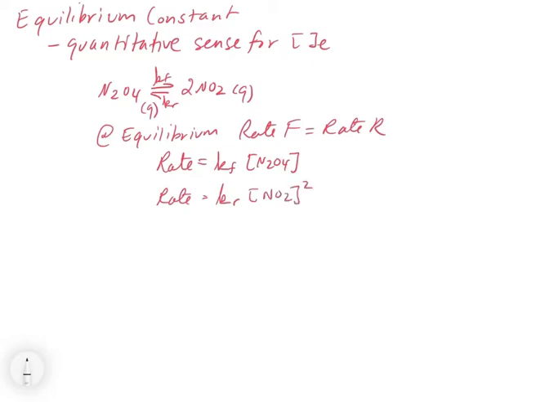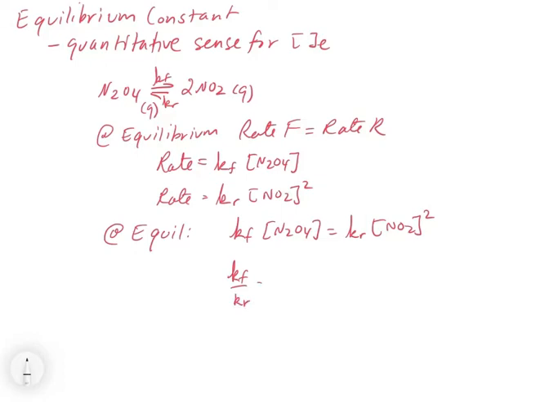And so at equilibrium, since the rate of the forward is equal to the rate of the reverse, we can set these two equations equal to each other. So K forward times the concentration of N2O4 is equal to K reverse times the concentration of NO2 squared. If we reorganize this, we can get the K's on one side and the concentrations on the other. So K forward over K reverse is equal to the concentration of NO2 squared divided by the concentration of N2O4.